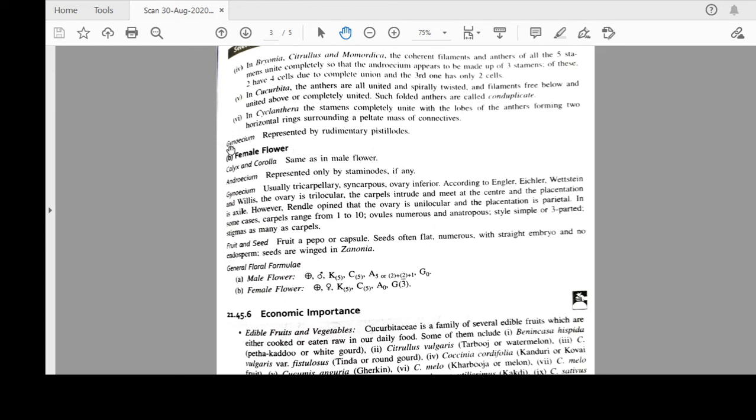And in male flower, gynoecium is represented by a rudimentary pistil. Now we come to the female flower. Here, calyx and corolla are the same as in male flower. Androecium is represented only by staminodes; it may be absent, or present but in the form of staminodes only. Gynoecium usually tricarpellary, syncarpous, ovary inferior.